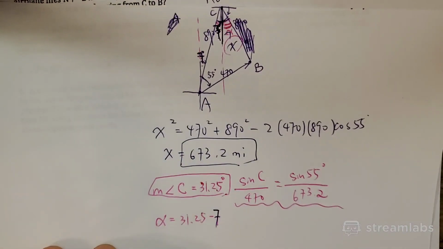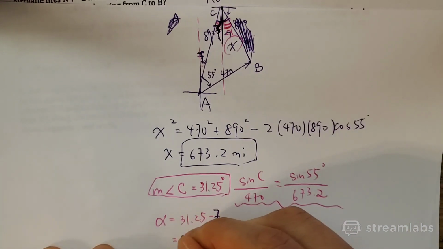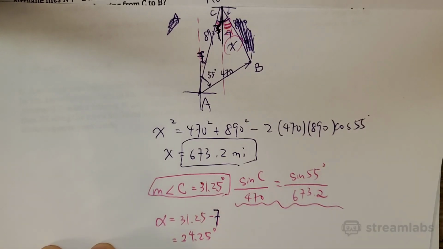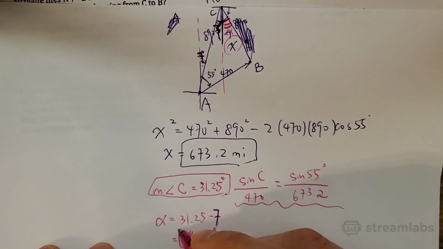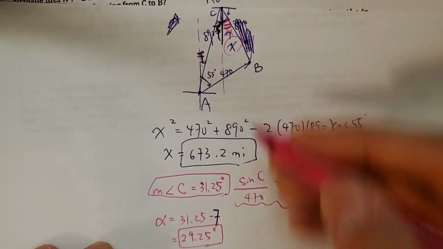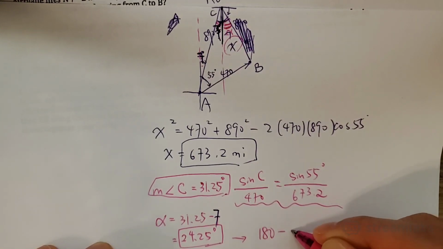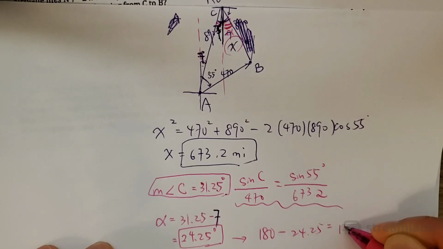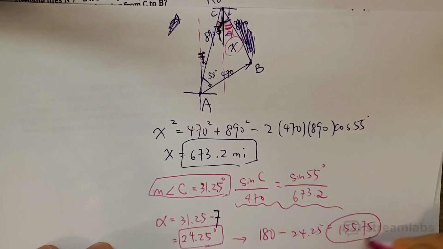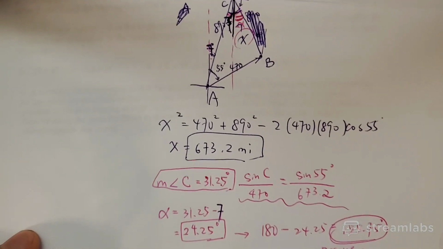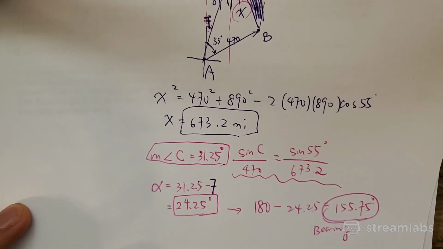Subtract 7. Then alpha is actually 24.25 degrees. This you subtract from 180. So 180 minus 24.25 equals 155.75. That is your bearing, because bearing is always from the north and clockwise, right? So that would be it.